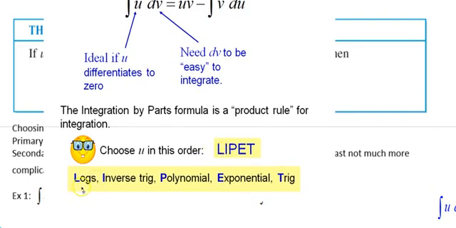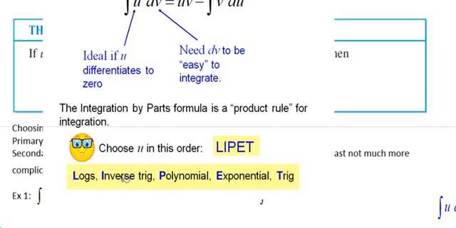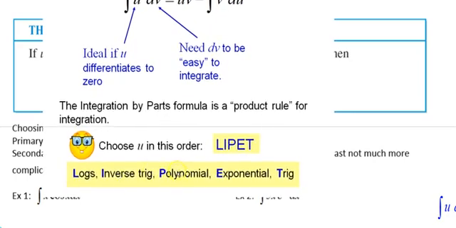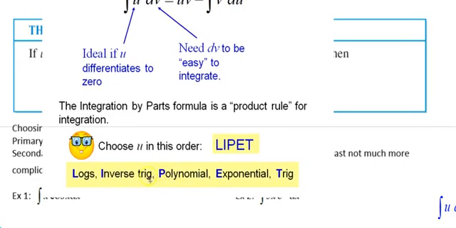L stands for log. You look for a log first. Do we have any log? If you don't have any log, then look for an inverse trig. If you don't have an inverse trig, you look for a polynomial. If you don't have a polynomial, then the last choices are exponential and trig. Why are exponential and trig the last choice? Because the derivative of an exponential function gives you the same exponential function, and the derivative of a trig function gives you another trig function.